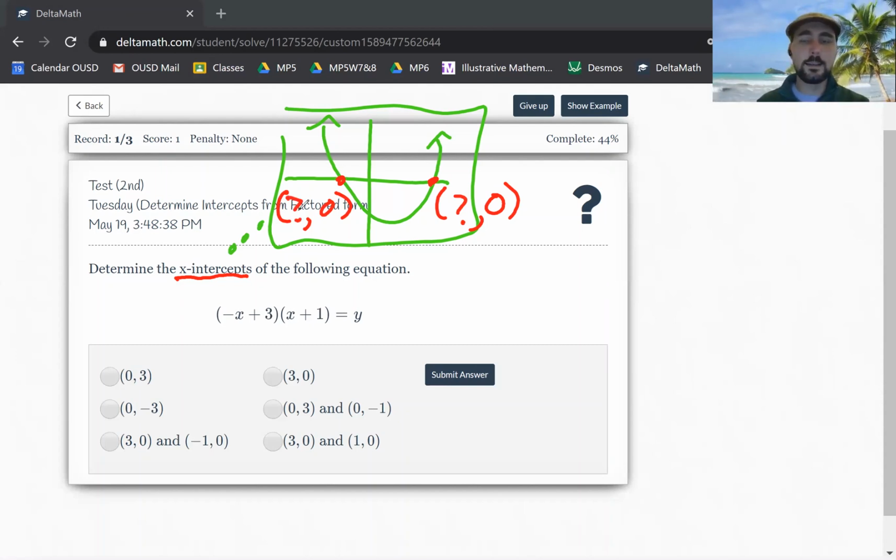So let's think ahead now that this is a multiple choice problem. If I know that the y value has to be 0, then I know that this answer is no good, this answer is no good, and this answer is no good.